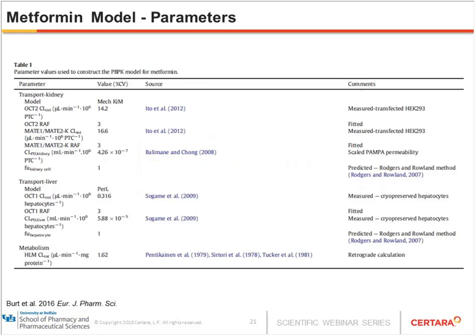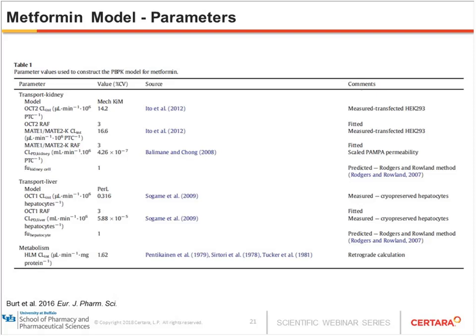Similarly, in the liver, there's another transporter involved in this model, so it's OCT1, or organic cation transporter 1. This is a transporter which mediates the uptake of metformin from the blood to the hepatocyte. Again, there's an RAF for this transporter, and there's a passive diffusion clearance in the liver as well.